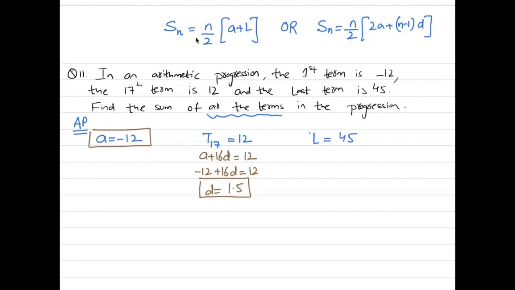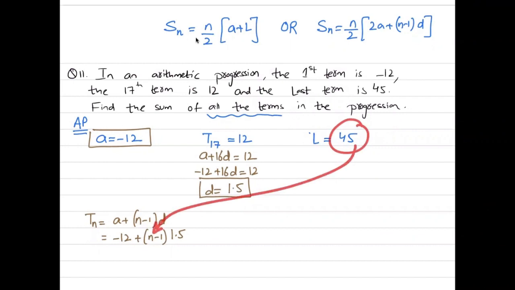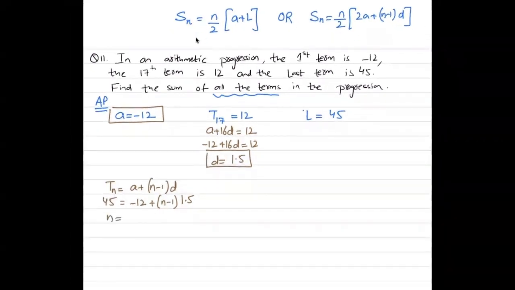Okay. So if you are going to use this formula Tn equals a plus n minus 1 times d, you know a is negative 12, d is 1.5. But what about Tn? 45. Yes, you're going to use 45 because this is the last term. Using the last term will get you the value of n, which is going to be the total number of terms. So solve this for n, please. What value of n are you going to get?